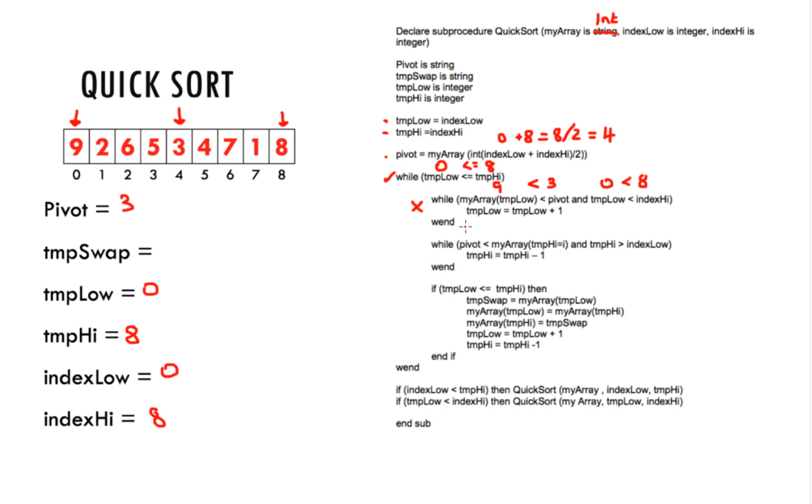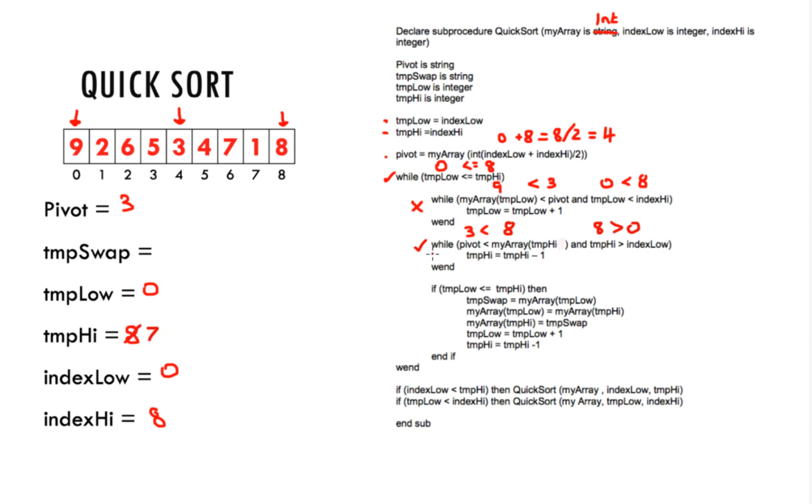So we move to our second while loop: while the pivot, which is 3, is less than my array at temp high, which is 8, and that gives us the value of 8, and temp high, which is 8, is greater than 0. So 3 is less than 8 and 8 is greater than 0, so we pass that condition. We go inside the loop and it says temp high equals temp high minus 1. So this line actually decrements the pointer in the array, and I need to set my temp high variable from 8 to 7.